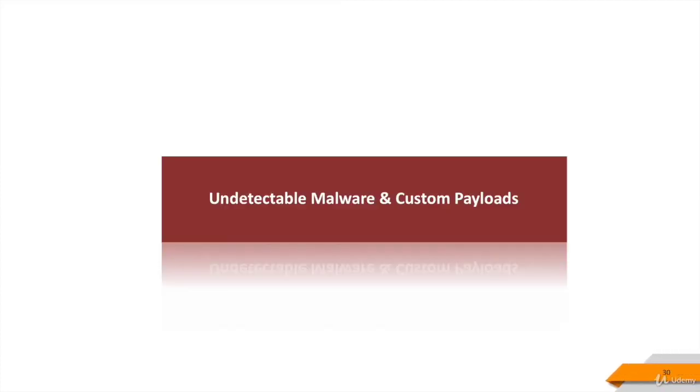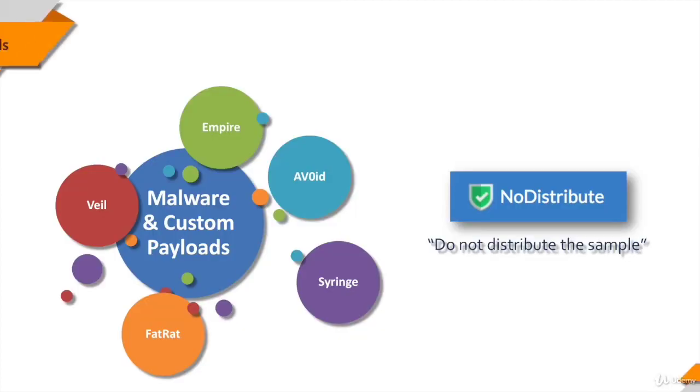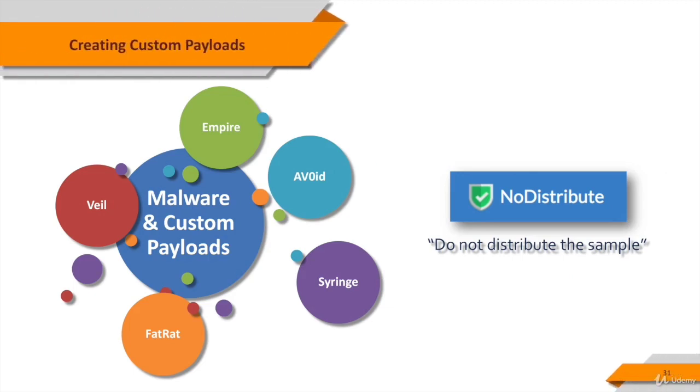Creating custom payloads. The payloads of well-known frameworks such as Metasploit are easily recognized by the security systems. The best way to avoid this is to create your own payload. There are open source and free tools to create your own malware and payloads such as Veil, Avoid with a 0 instead of an O, Syringe, TheFatRat, and Empire.